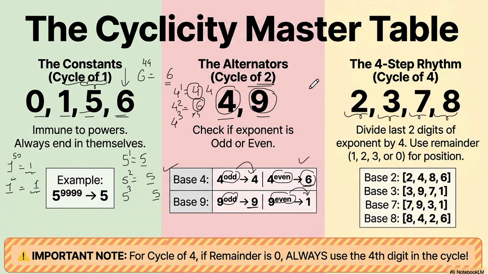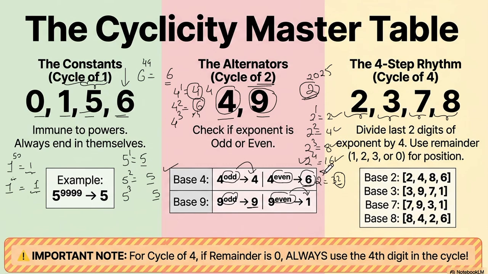Now the remaining numbers 2, 3, 7 and 8. For example, you have to calculate 2 raised to 2025. So the base here is 2. First of all, you have to learn the cyclicity of 2, which means which digits will come when you raise the power of 2. 2 raised to 1 is 2, then 2 raised to 2 is 4, then 2 raised to 3 is 8, then 2 raised to 4 is 16, so the last digit is 6. Then 2 raised to 5 becomes 32, so the last digit is 2.